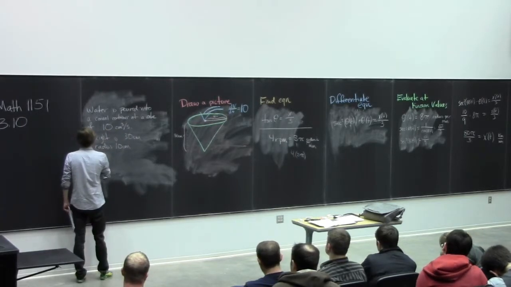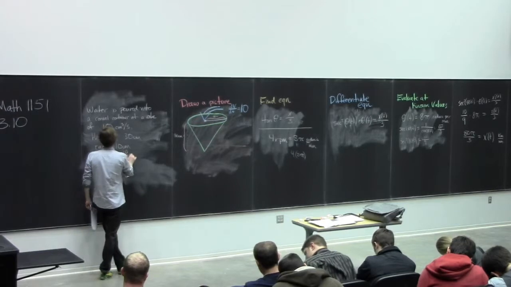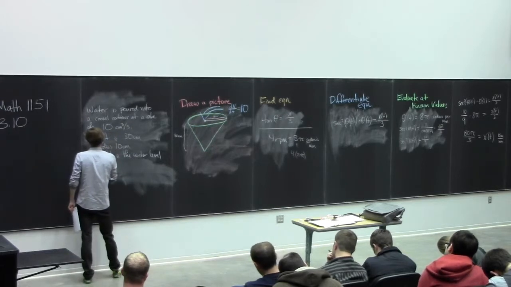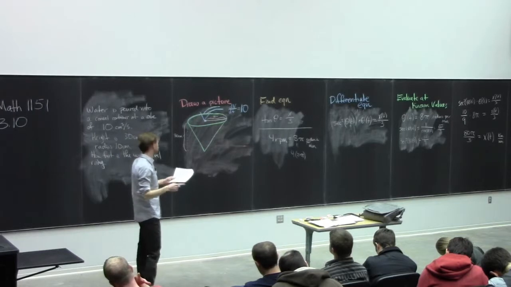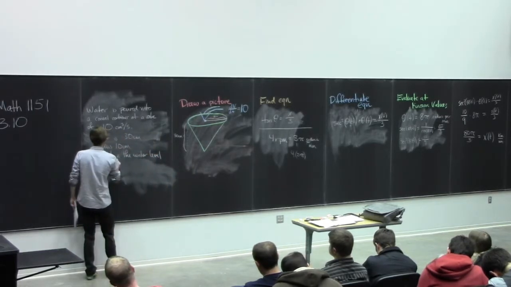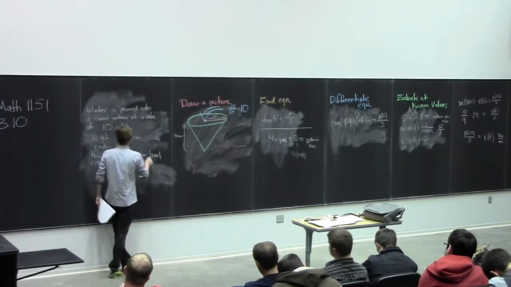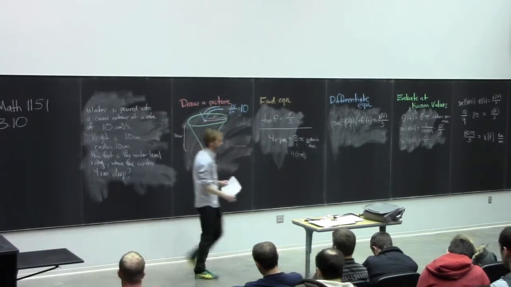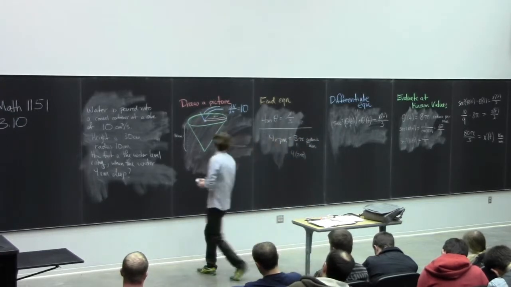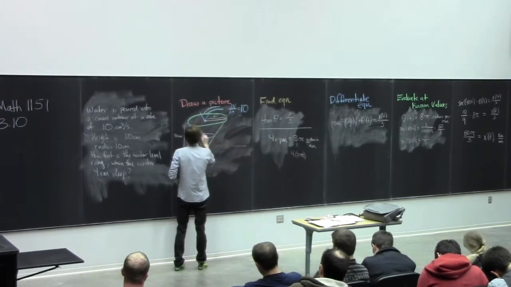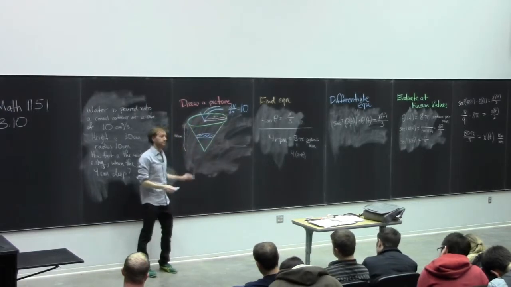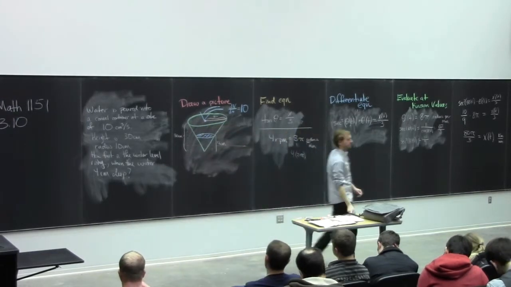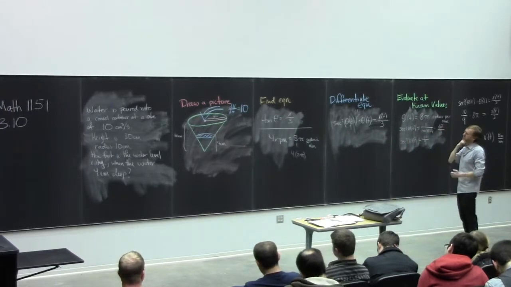How fast is the water level rising? How fast is the water level rising when the water is 4 centimeters deep? So here's the water, right? It's 4 centimeters deep.